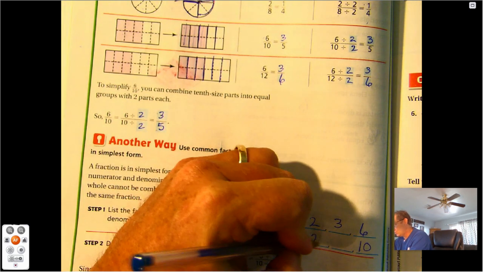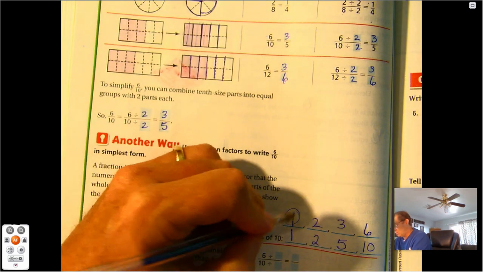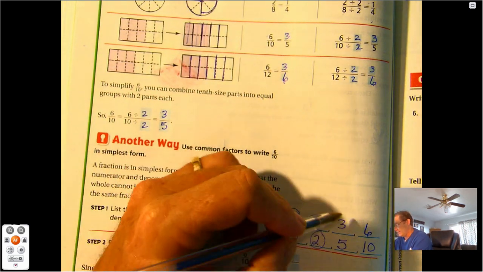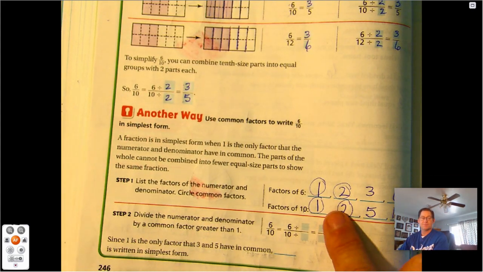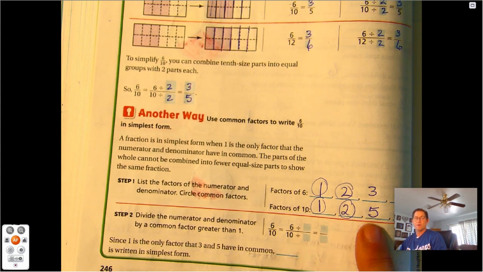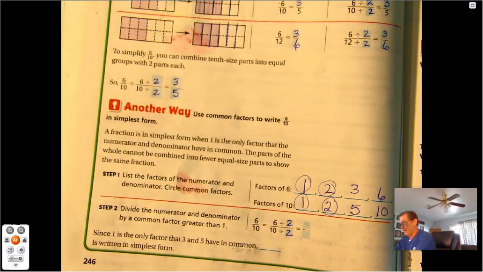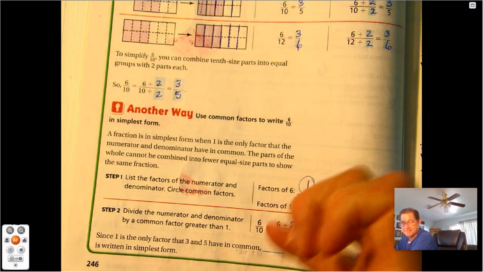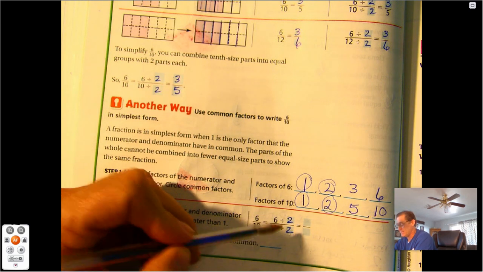2 and 5. Circle the common factors. Well, 1's in common, 2's in common, and that's it. So 1 and 2. Now, we want to divide by something greater than 1. If I divide by 1, I get the same number, and so I didn't simplify it, if it could be simplified. So if there's a factor greater than 1, that's the one we want to divide by. So this one, we're going to divide by 2, because 2 is in common to both 6 and 10. Remember that I have to do the same thing to both numerator and denominator. I can't divide by different factors.